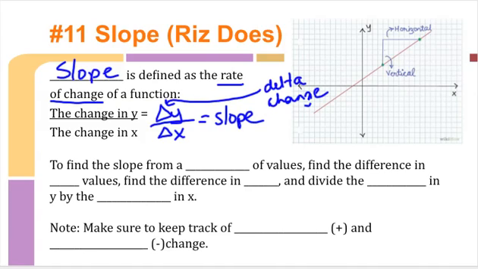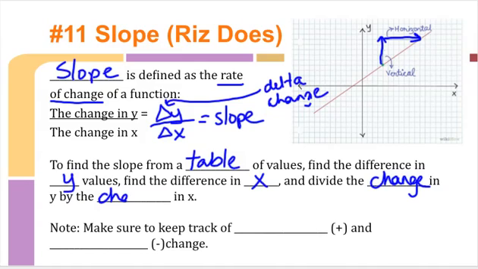Okay, so let's say you were looking at a graph. Basically, you're trying to see how far this changed in terms of the y-axis, and then how far this changed in terms of the x-axis, and dividing them. So to find the slope from a table of values, you find the difference in the y values, find the difference in the x values, and divide the change in y by the change in x.